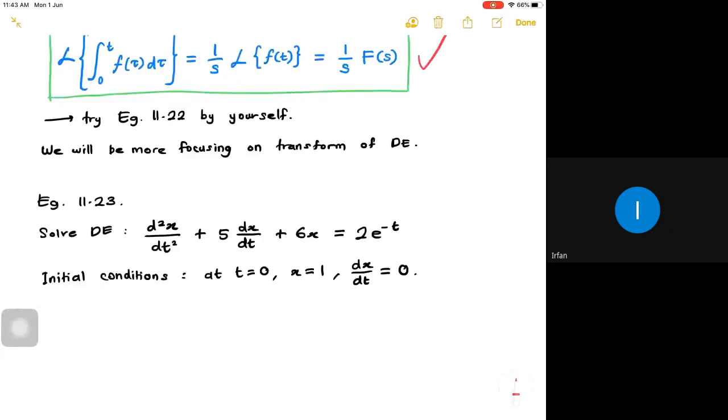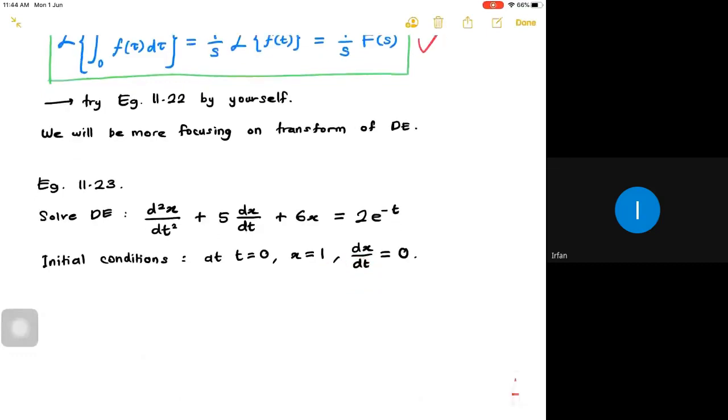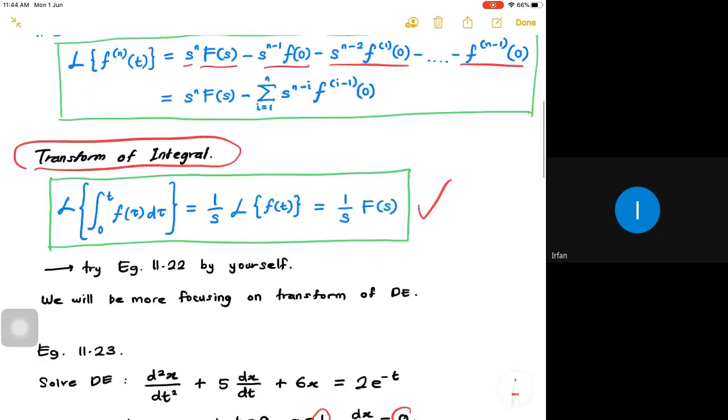So right now, we have learned how to solve differential equation using the previous method, which is in the previous chapter. But right now, we want to use an alternative method, which is Laplace transform, to solve the differential equation. So in this example 11.23, I want to solve the given differential equation. What I need to know is the initial condition: at time t equal to 0, x is equal to 1 and dx/dt is equal to 0. If you look at here, this is in time domain. This one is also in time domain. So don't worry about that. We just transform it, and then we will use this value inside this formula.